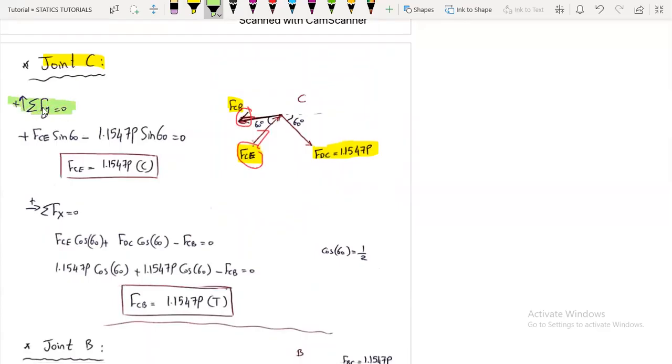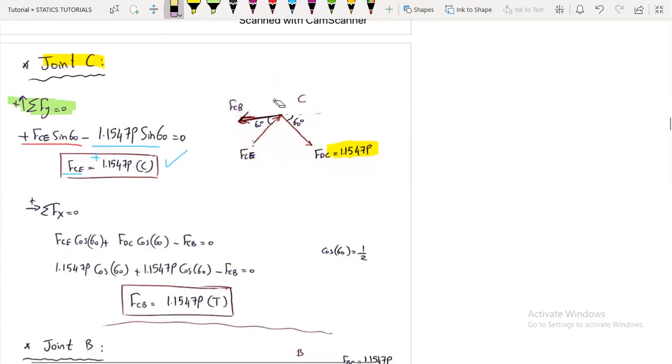So summation of forces in the y direction: plus FCE sine 60, because it's a compression force, acting upwards, minus this force sine 60, because it will be acting downwards. Here is the vertical component and here is the horizontal component. So minus 1.1547 P sine 60. And we get the value to be a positive value, and since we have assumed FCE to be a compression force, it is in compression.